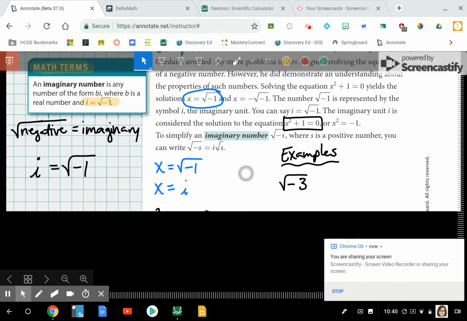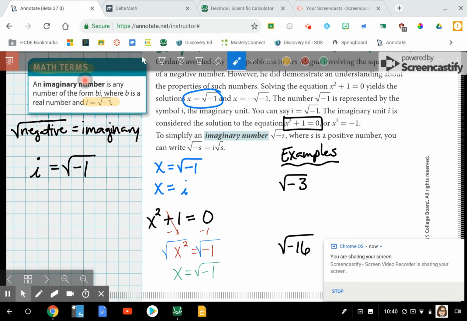So let's scroll down. So right here, we have a very important math term. Imaginary numbers are when you have the square root of a negative. So anytime you have a square root and a negative underneath, you have an imaginary. So like i is just square root of negative 1.